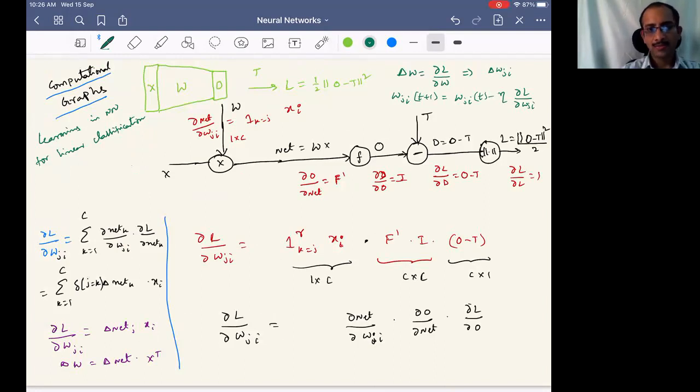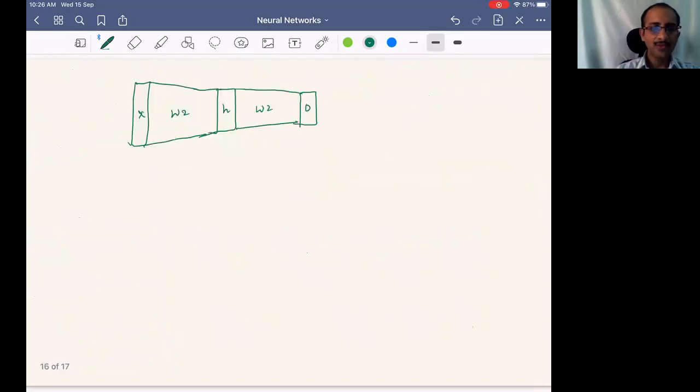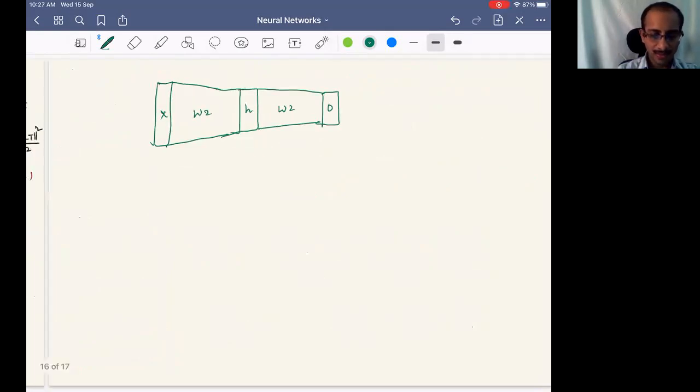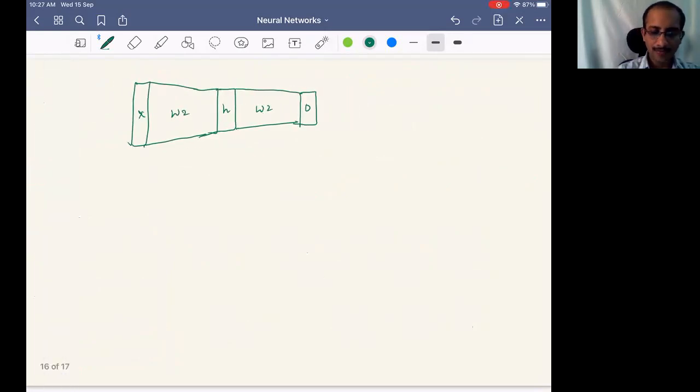We need not use chain rules or back propagation. We can directly use the local gradient. Right, that's local derivatives. So we can use the local gradients itself. No need to use the chain rule. Okay, that's one thing. Second thing is what? What is the second advantage?